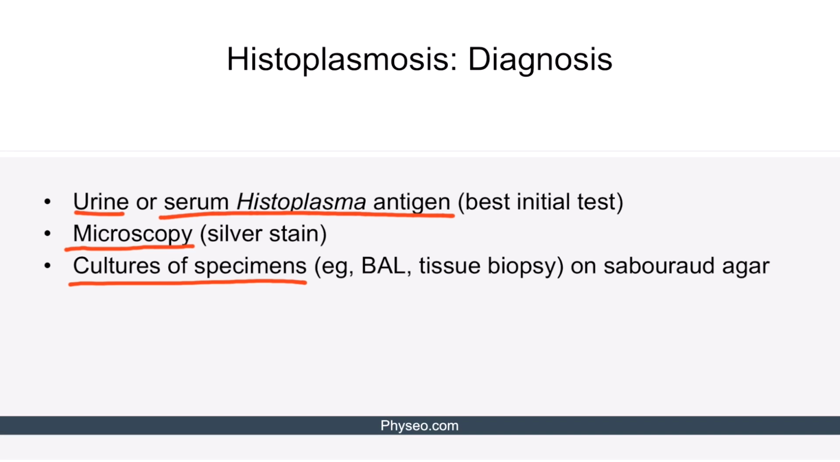You're going to start with an antigen of histoplasma, which you can easily get without an invasive procedure if you test the urine or serum. Then once you've done that and identified the antigen, you can confirm it with microscopy or cultures.